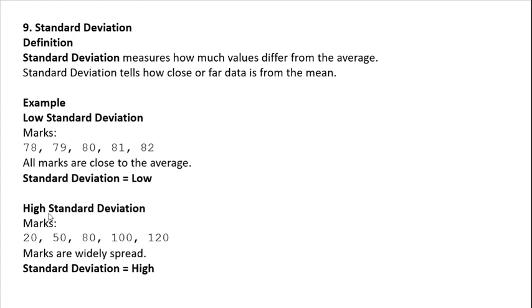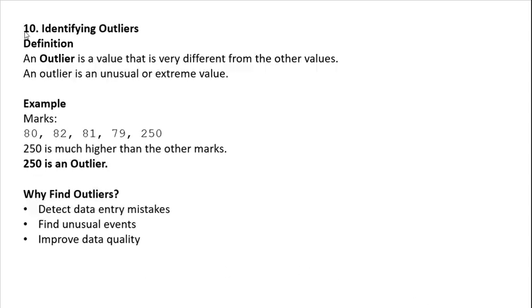Otherwise, for a high standard deviation, the marks are like 20, 50, 80, 100 and 120. So the marks are widely spread, the average mark is 80 and the other marks are widely spread from it, so the standard deviation is high. And 10th is identifying the outliers.